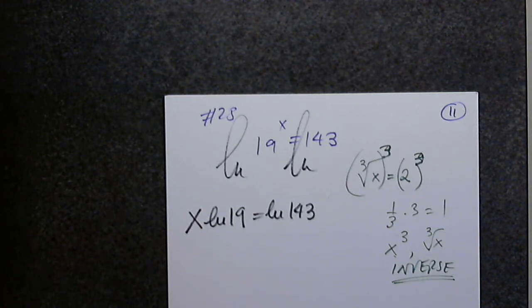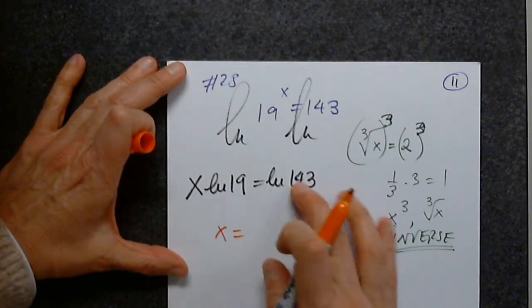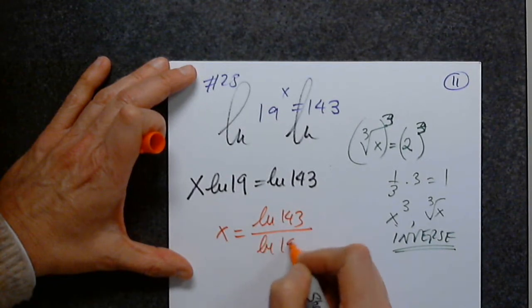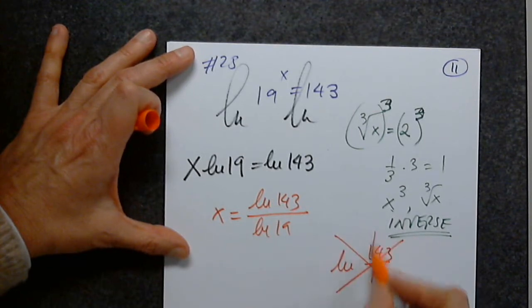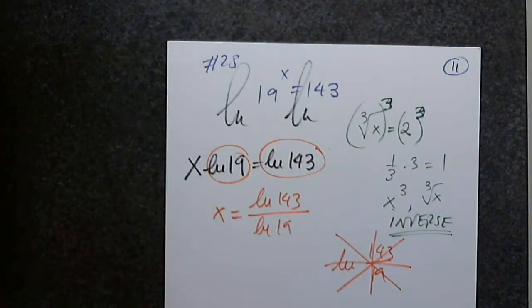I don't really care what it is. But if I plug it in, then I get an approximation. If I keep it as natural log of 143, it's exact. So I have to keep them together. I'm not going to plug them in like that. So coming back, what is x equal to? This number over this number. Exactly. Natural log 143 over natural log 19. Remember, this is not natural log of 143 over 19. Do not get confused. This is just this number divided by this number.